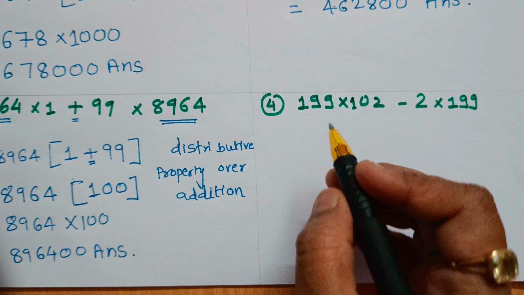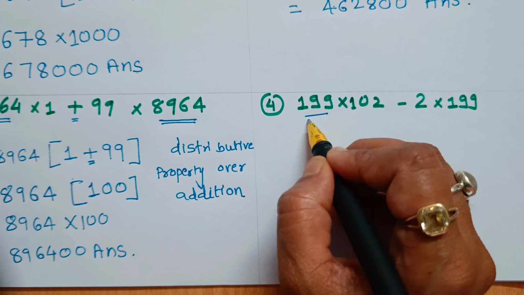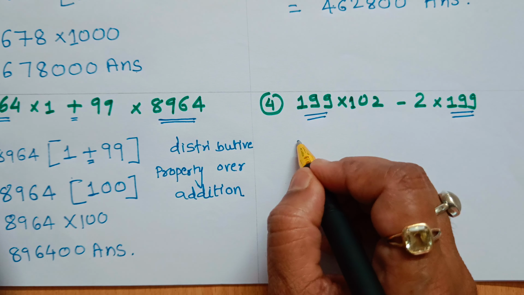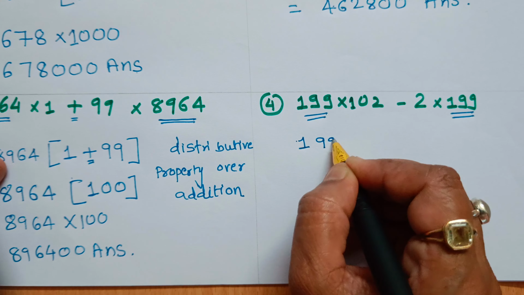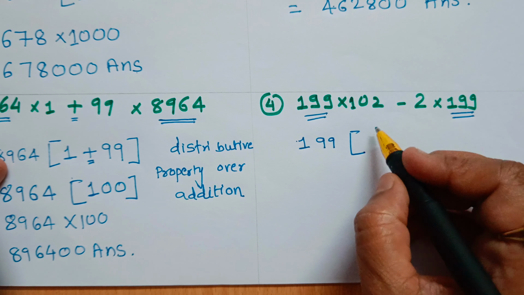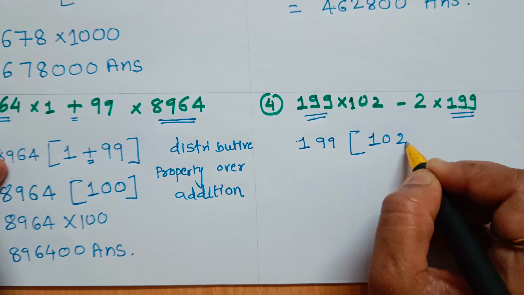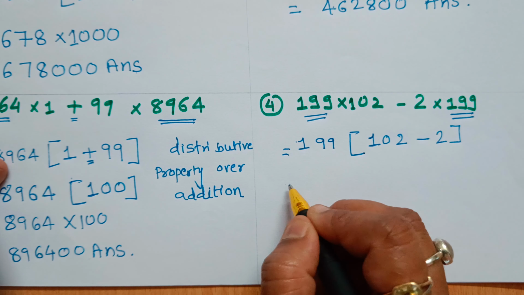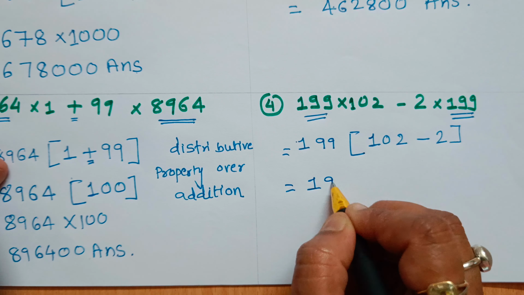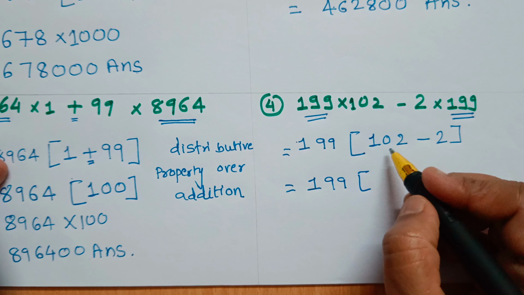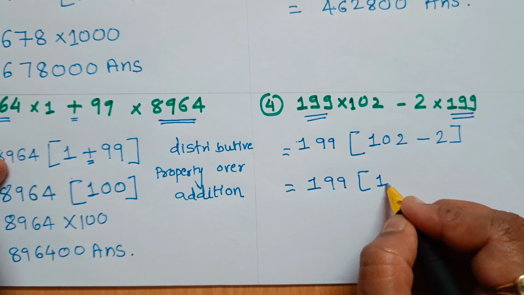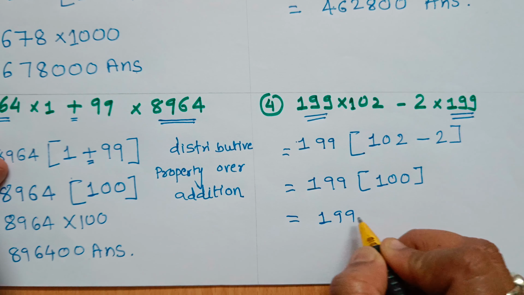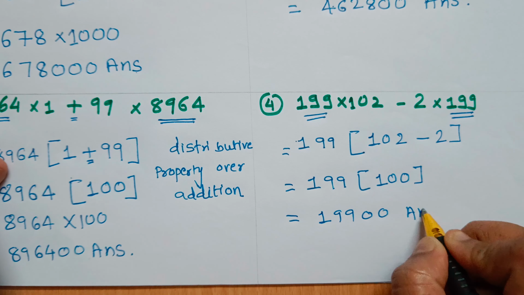In this sum, 199 is common in both terms. Therefore, 199 is taken common. Remaining is 102 minus 2 in the bracket, is equal to 199, 102 minus 2 is 100, is equal to 19900 is our answer.